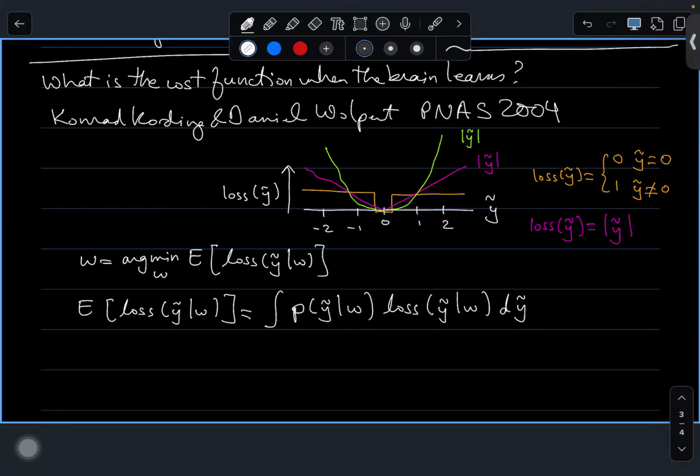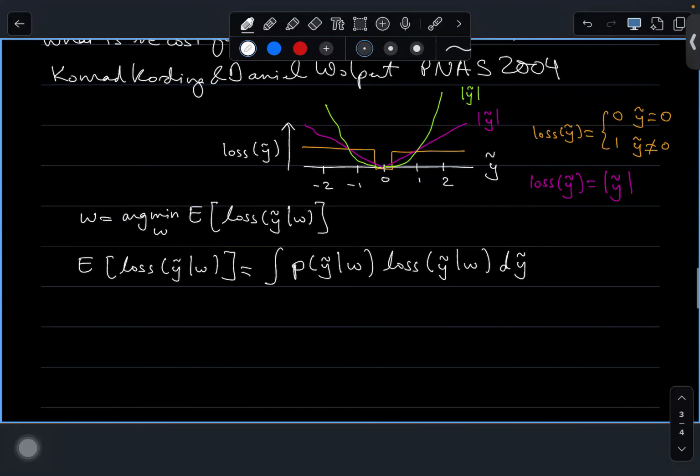So how likely is that loss? And then what I want to do is basically find the average value of that. The expected value of anything is the value of that thing times its probability, integrated, or summed, which is what that integral is. Okay, so here's the experiment that they did.